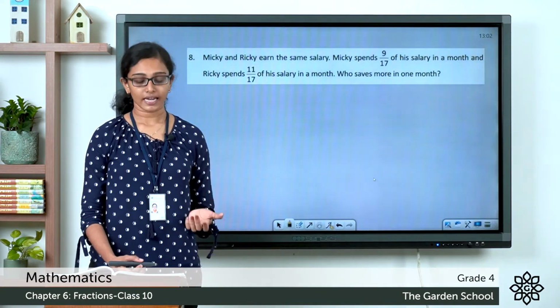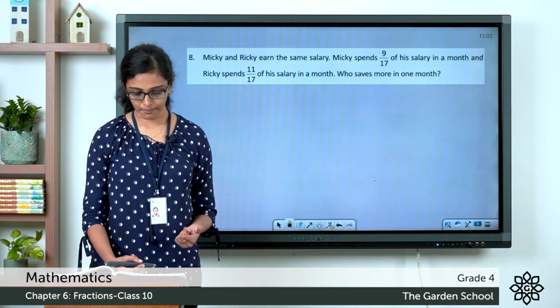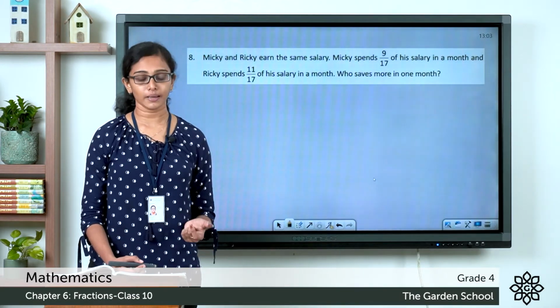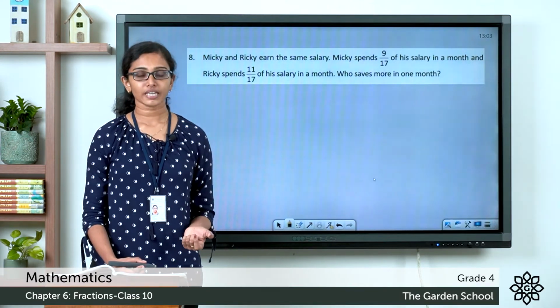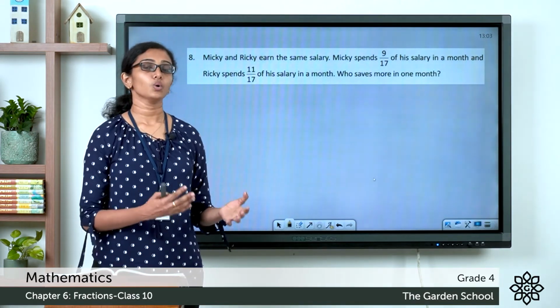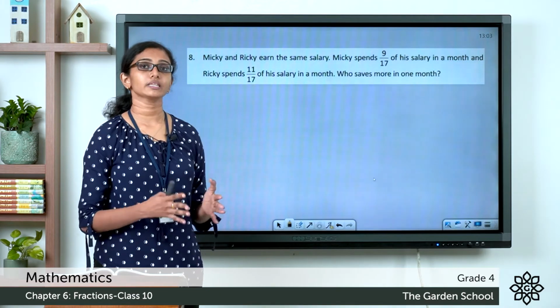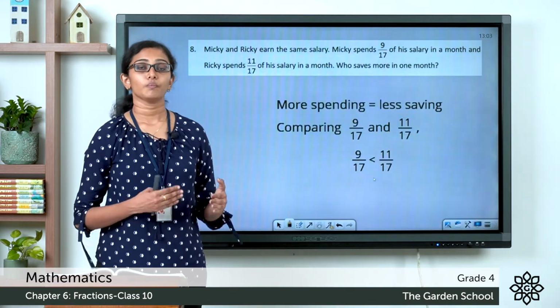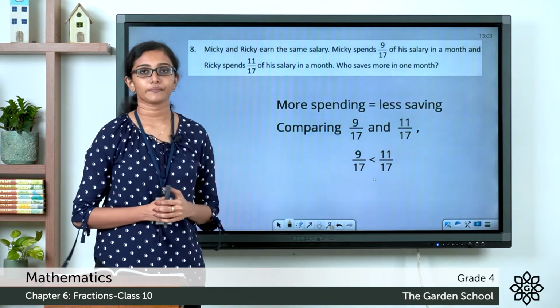Now the next question, Mickey and Ricky earn the same salary. Mickey spends 9 by 17 of his salary in a month and Ricky spends 11 by 17 of his salary in a month. Who saves more in 1 month? So who will save more? When you spend, the one who spends less will save more.